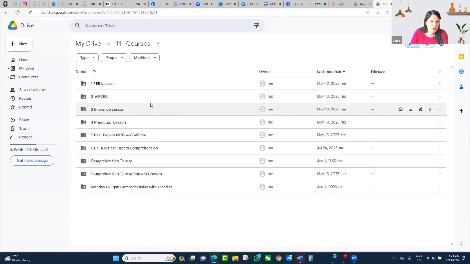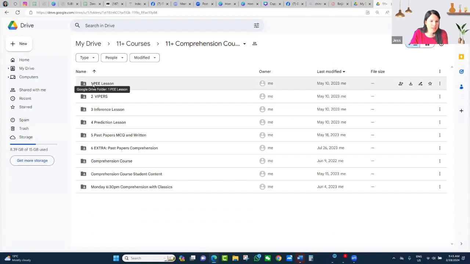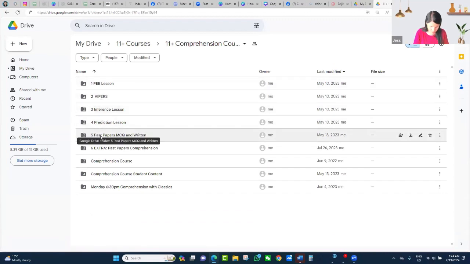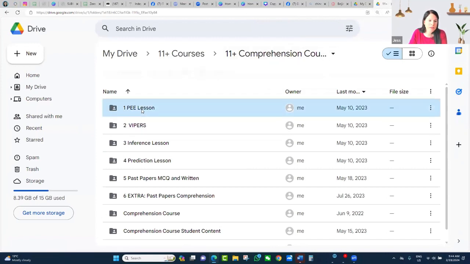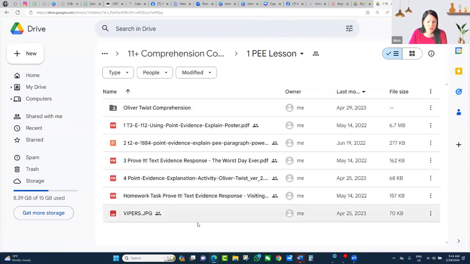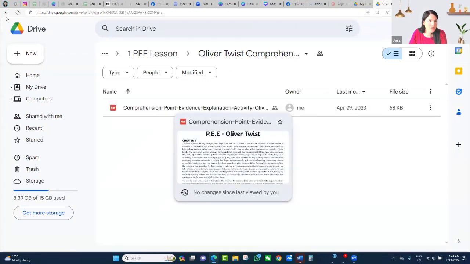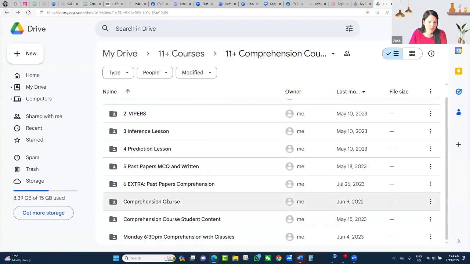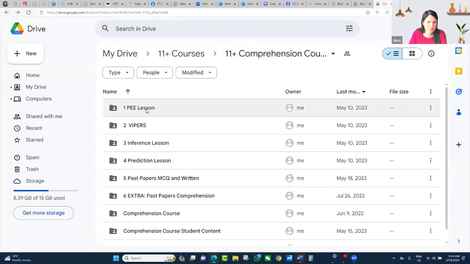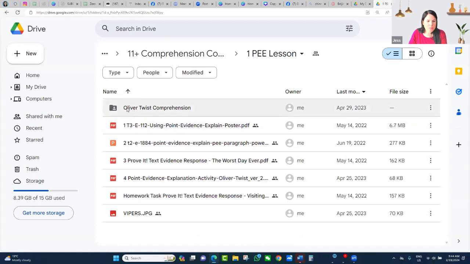This is a comprehension course. You can see I've got 5 lessons here, 1, 2, 3, 4, 5. Hopefully you can all see it. I would basically add a parent to this drive or send them the link, and then they know for the first lesson, this is what I cover. So I've got Oliver Twist comprehension. Sorry, I think it's in the other folder where the book is. Where's my book? When they join, I usually send them the book and everything in an email. I'm just looking for it here. Anyway, okay, this is what I typically do.